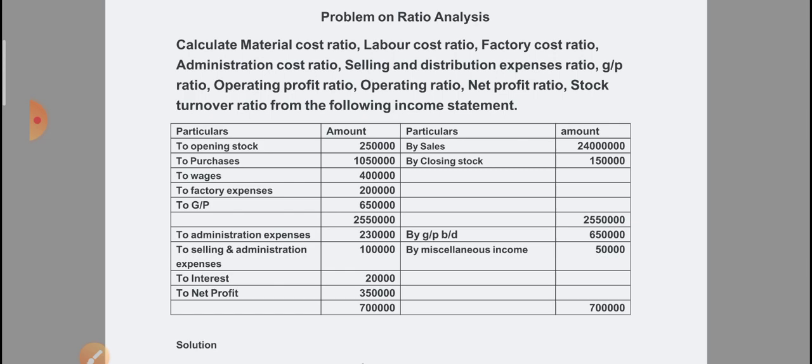This problem is related to Unit 3, chapter name Ratio Analysis, 6th Sem BBA and BCom.